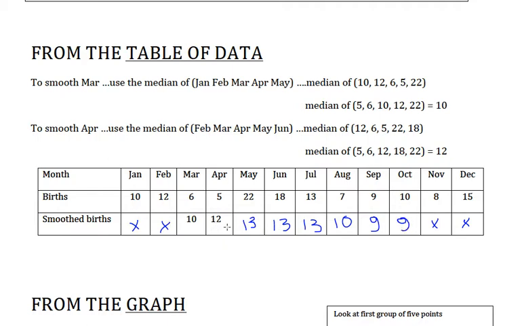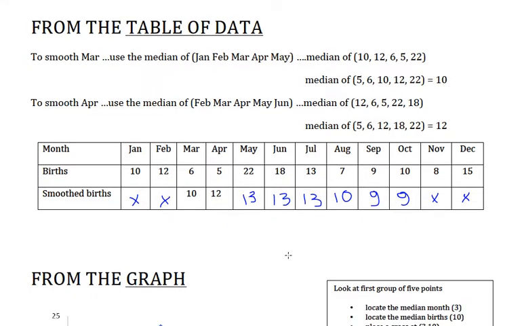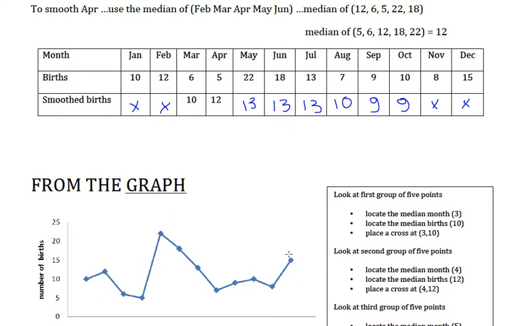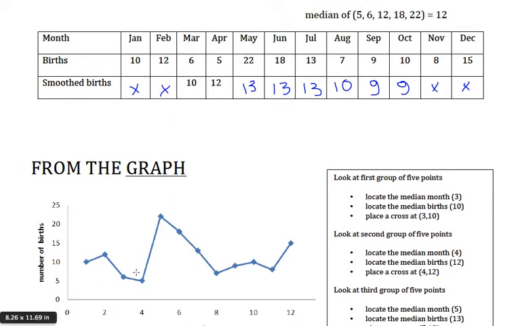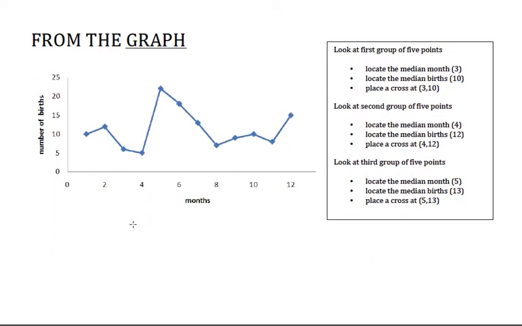And there are our smoothed births. If you didn't have a graph, you would then probably plot these to get the smoothed graph, the smooth time series, and then you can have a look and see if there's any trend. What we've got actually is it already graphed, so this is our original data graphed. And what we'll do now is have a go at doing it graphically. So have a go at getting the median just using the graph.